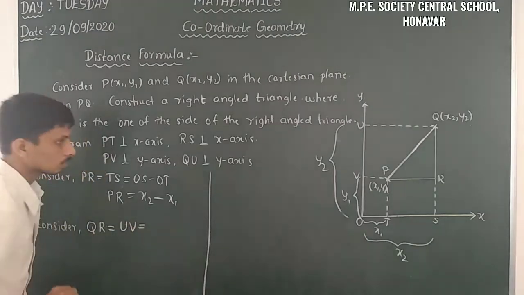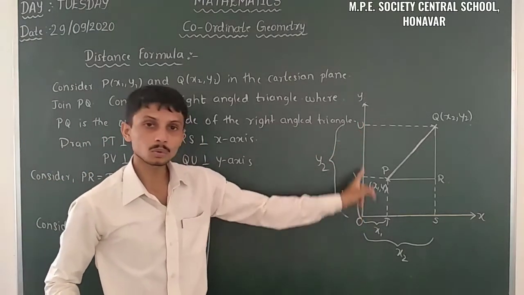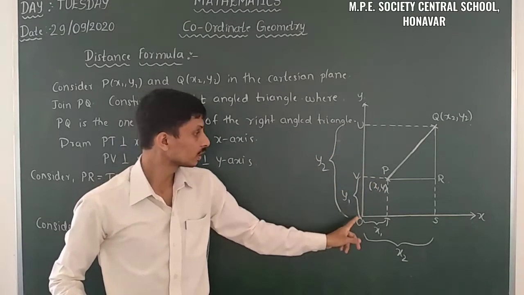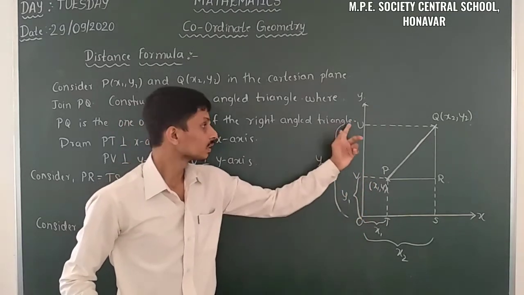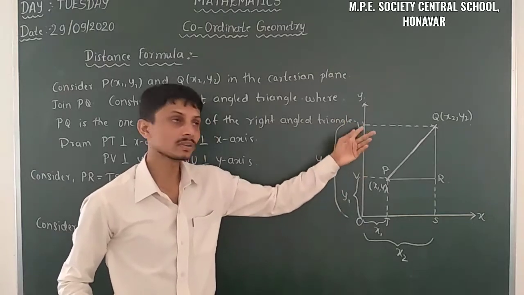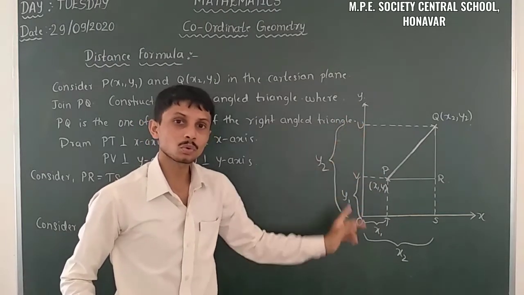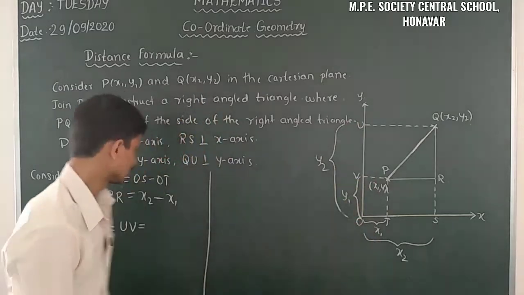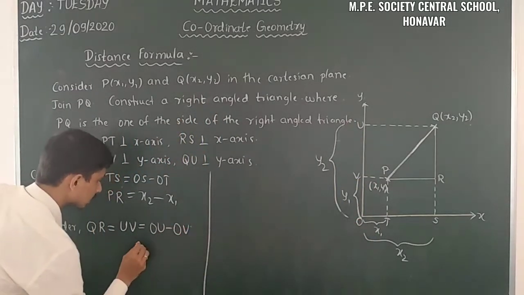UV is equal, so UV can be written as OU minus OV. So when we subtract this small part from this huge part, we get this part. That's why UV can be written as OU minus OV.